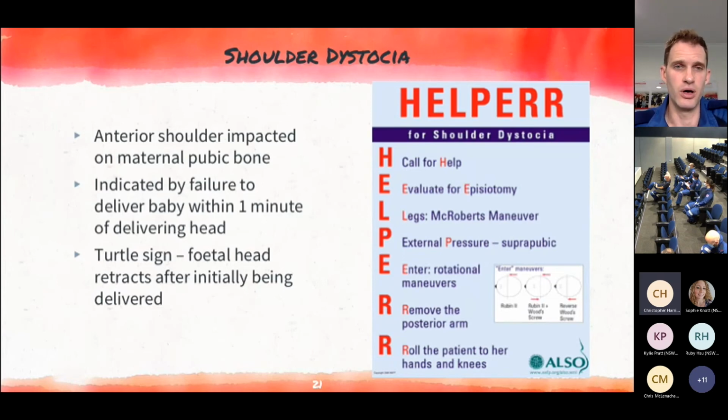So, like I said, I won't go through all of this, but the main initial parts of this mnemonic are calling for help, but then doing the McRoberts maneuver, which is legs up to chest, and then applying external pressure just above the suprapubic bone and not on it. So you're helping that shoulder to go under the bone. And then there's the rotations and trying to slip their arm out and going on hands and knees as well. And then finally evaluating for surgical procedures like episiotomy and cesarean section.